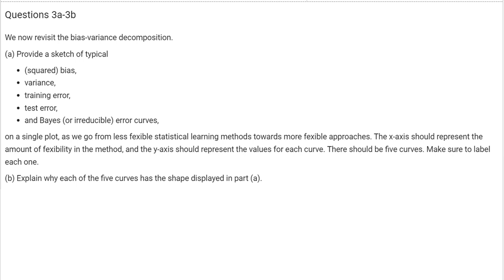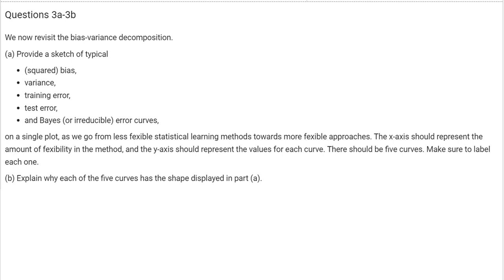Okay, so for the Introduction to Statistical Learning, the second edition, we're on question 3A and 3B, and this is what I have up here. We want to provide a sketch of a typical bias, variance, training error, test error, as well as irreducible error curves. Where this deviates a little bit from the book is that this wants it all on a single plot, and then to explain why each of the 5 curves has the shape that it has.